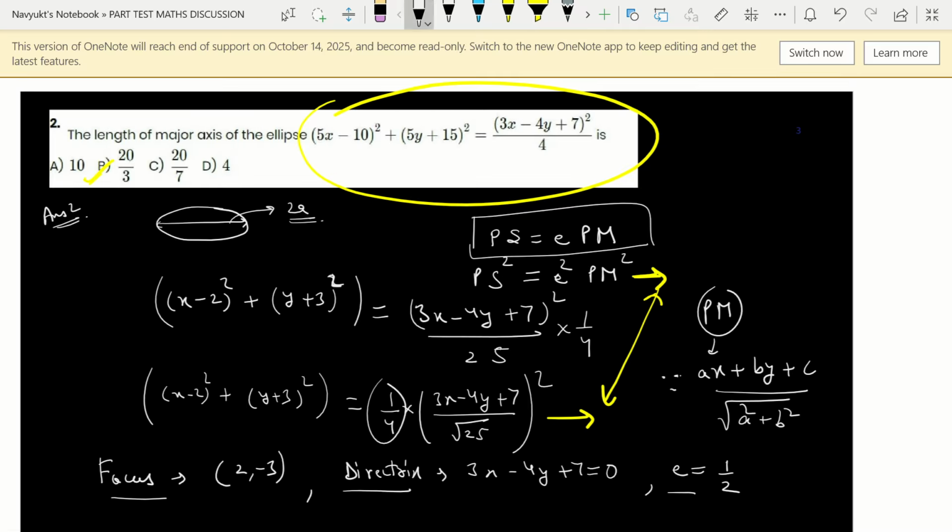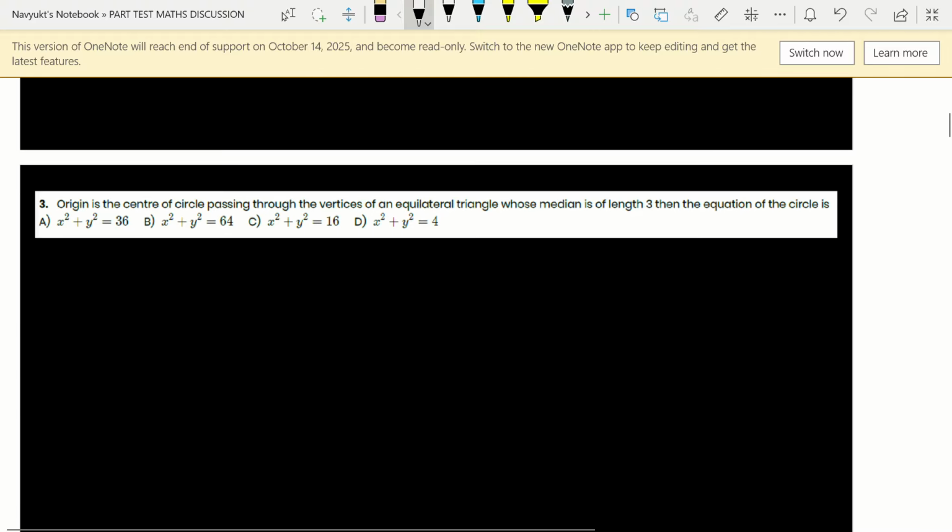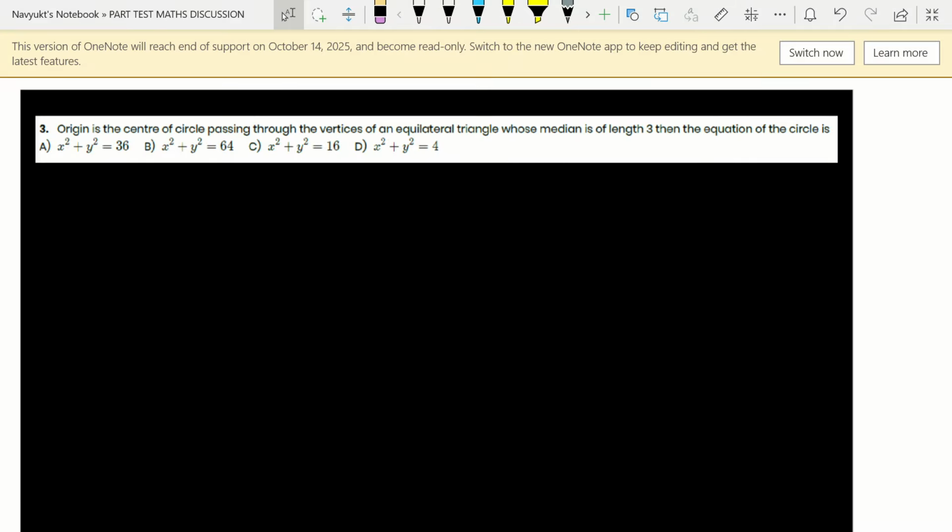Fine. Let's get to our next question. Here we have the third question, which says: origin is the center of a circle passing through the vertices of an equilateral triangle whose median is of length 3. Then find the equation of the circle.